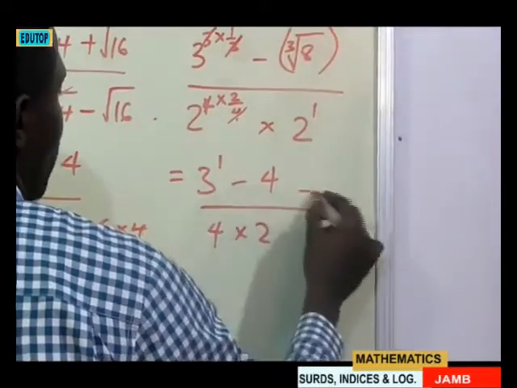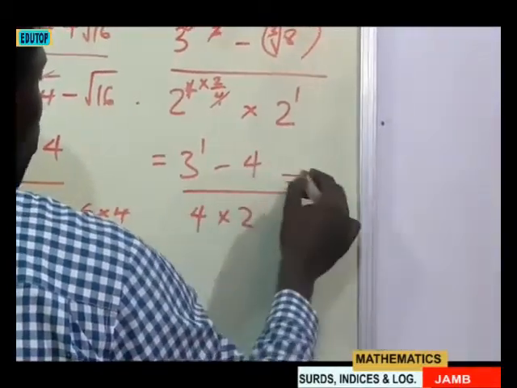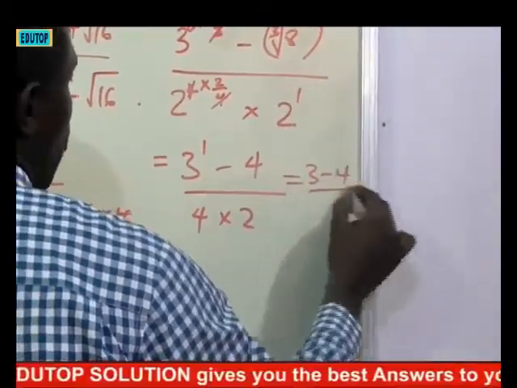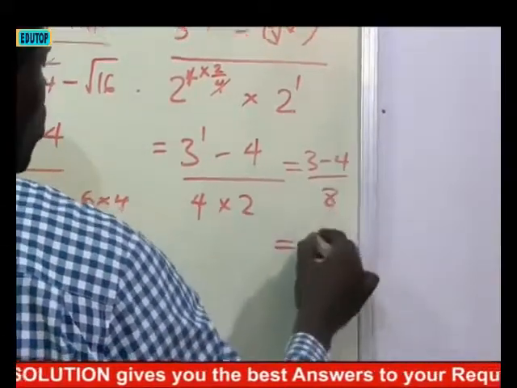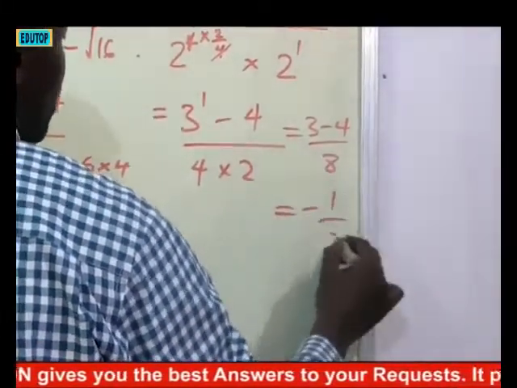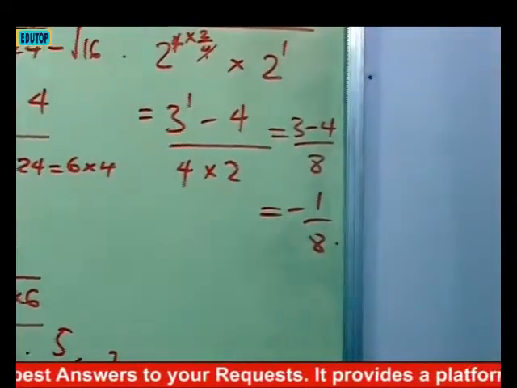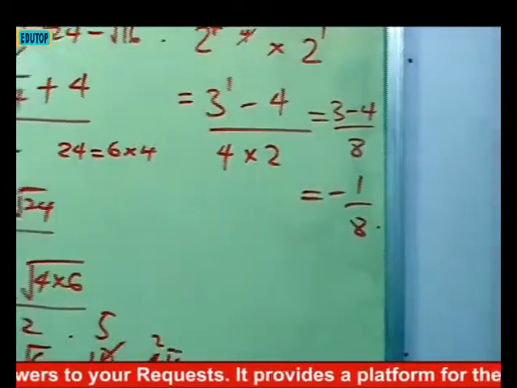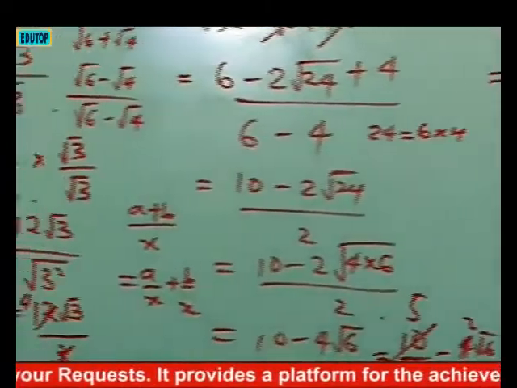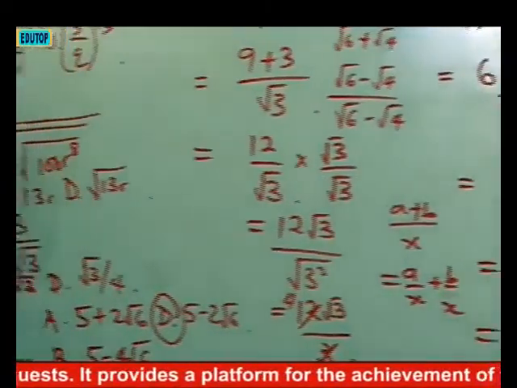So now we have 3 minus 4 over 8. So 3 minus 4 is what? Minus 1. So I have minus 1 over 8. So my answer will definitely be minus 1 over 8. So I go to my options and see the one that correlates with that. Which one correlates with that? That's option C.